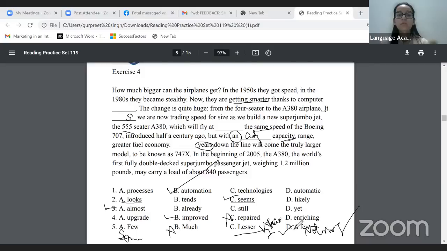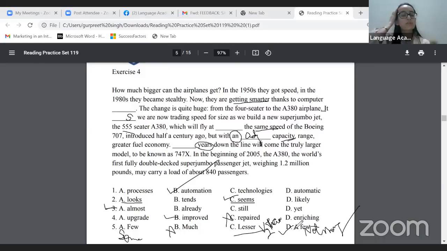And then the fourth one, we need an adjective starting with a vowel. So we'll go with improved capacity, because improved means increase also. Upgrade is a noun form. We need upgraded capacities, right? But not upgrade capacity. Enriching is for quality, not for quantity things.